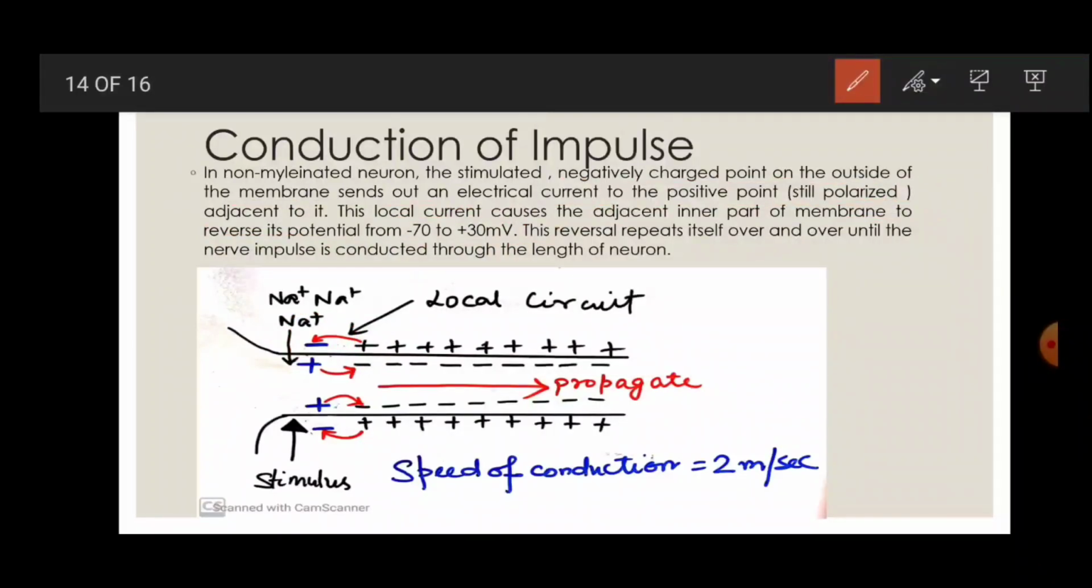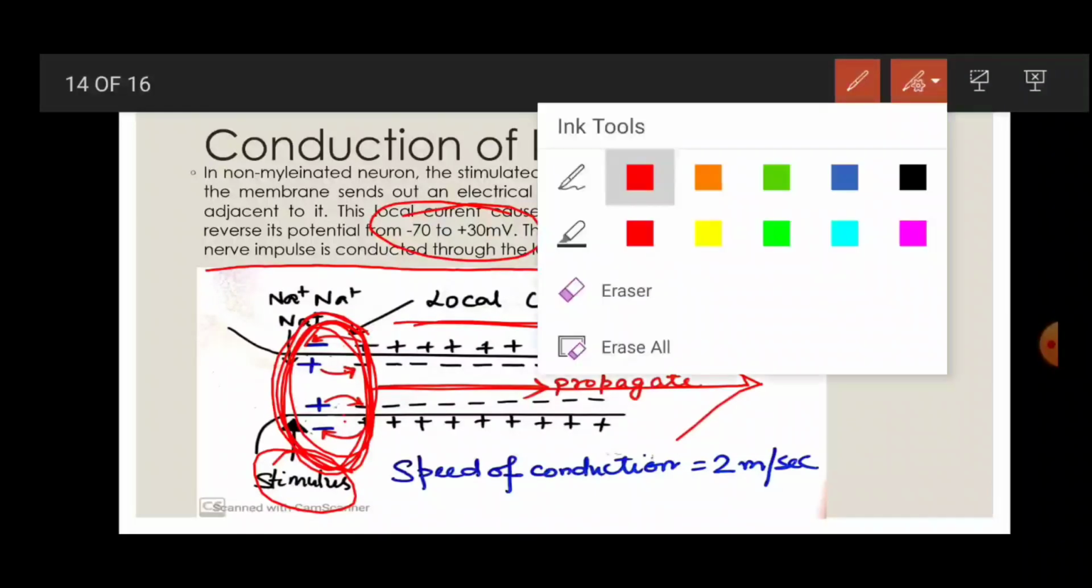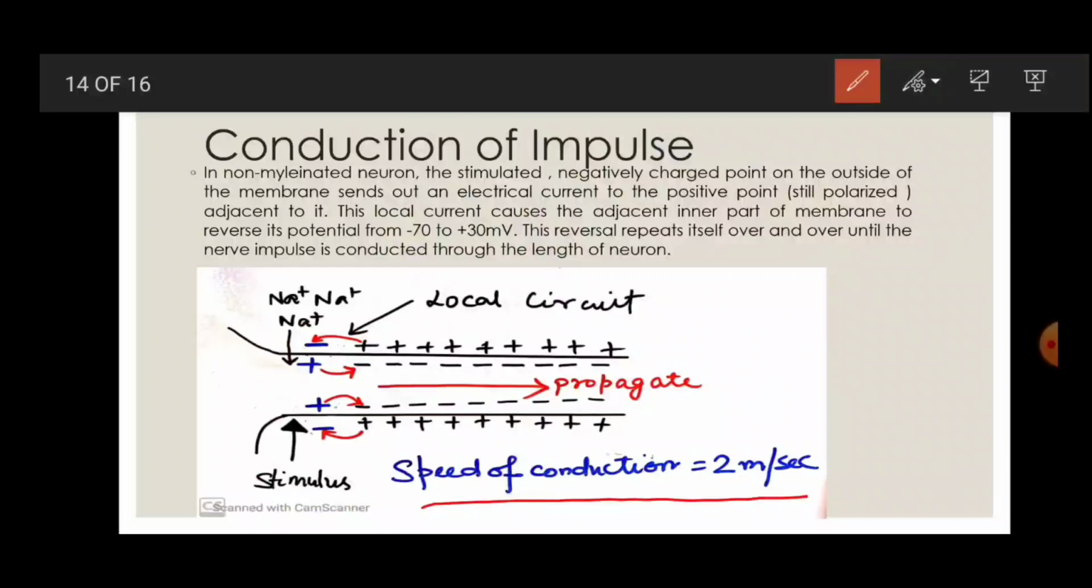Now at one point, on giving the stimulus, this local circuit propagates throughout the length of the neuron, changing the polarity, and the membrane is said to be depolarized, with polarity changing from -70 to +30 millivolt. This reversal repeats itself over and over until the nerve impulse is conducted throughout the length of the neuron. In the case of the non-myelinated neuron, the speed of conduction is 2 meters per second.